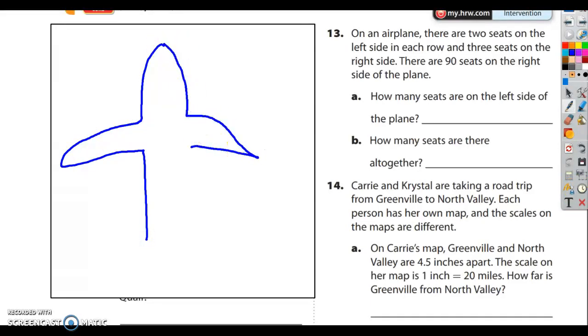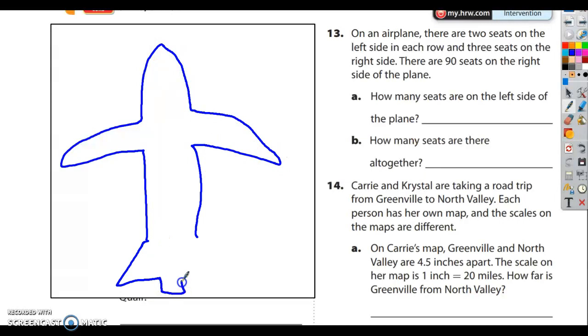That almost looks like a whale. But I will draw some engines on it. There we go. So here's the point though. I'm going to take this information right here. It says there's 2 seats on the left and 3 seats on the right. So what I can do here is I can put little X's here. Now that's a ratio. It's a ratio of 2 seats on the left to 3 seats on the right.